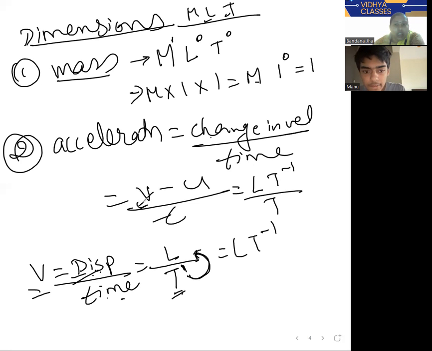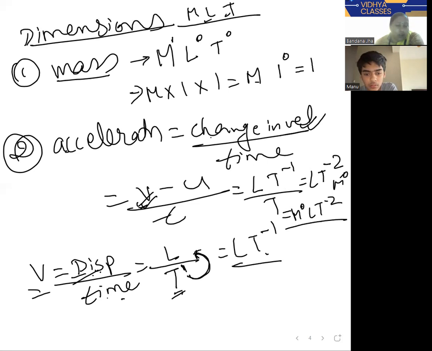This is the change in velocity, and velocity is L T to the power minus 1. That is the dimensional formula of velocity. Put this dimensional formula in the change in velocity. Now the acceleration will be L T minus 2, M 0. Or we can write it as M 0 L T minus 2. This is the right way to write.